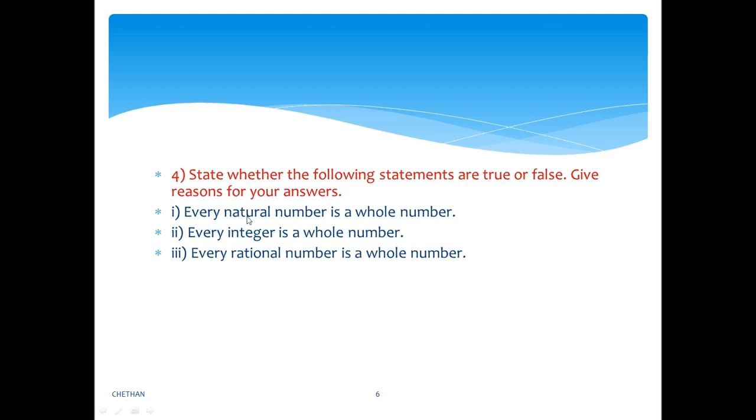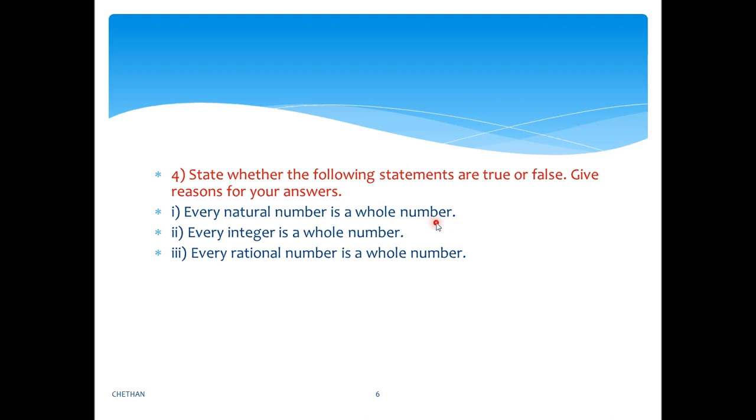Every natural number is a whole number? This is the first question. Every integer is a whole number. This is the second question. Every rational number is a whole number. This is the third one. For the first one, I am going to solve now. Every natural number is a whole number. Is this true or false?